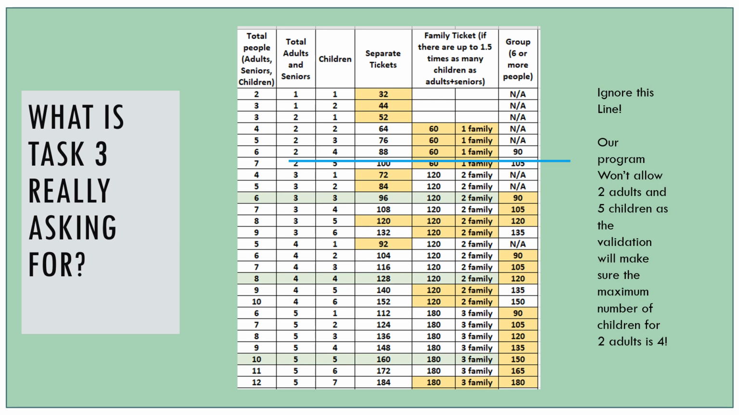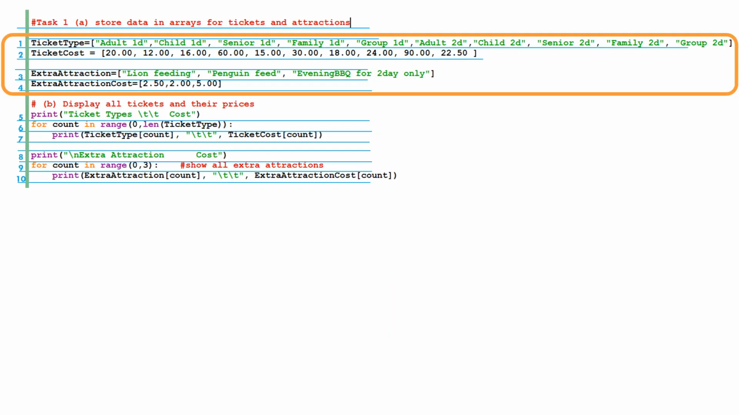To make the code even shorter, I changed it from having 5 arrays to having 4 arrays. So now our first 2 arrays are ticket type, and there are 10 elements in that array: adult 1 day, child 1 day, senior 1 day, family 1 day, group 1 day, adult 2 days, child 2 days, senior 2 days, family 2 days, and group 2 days.